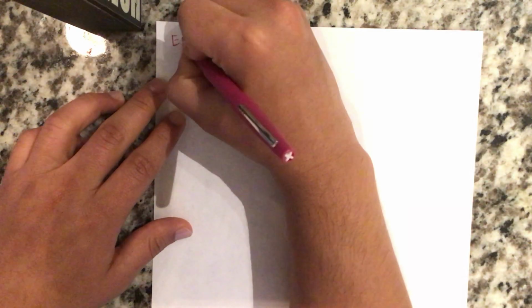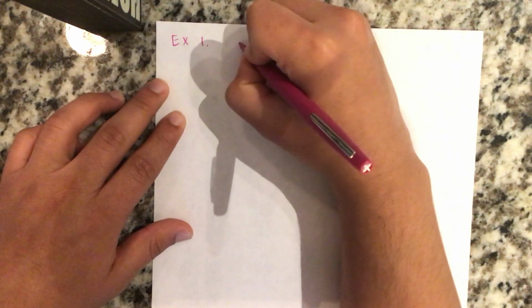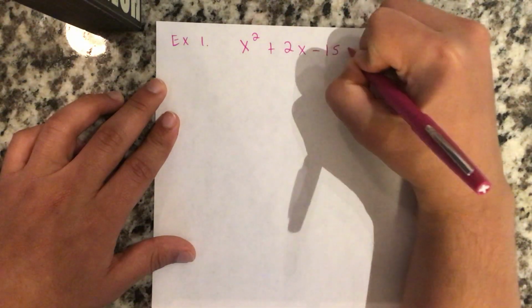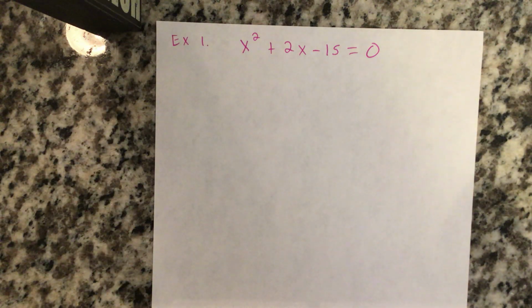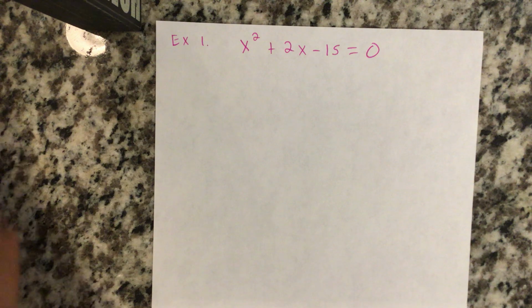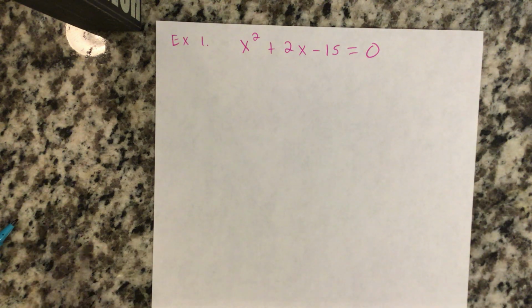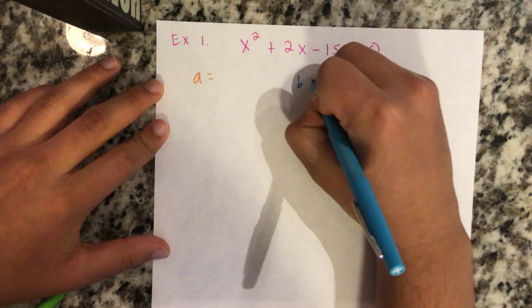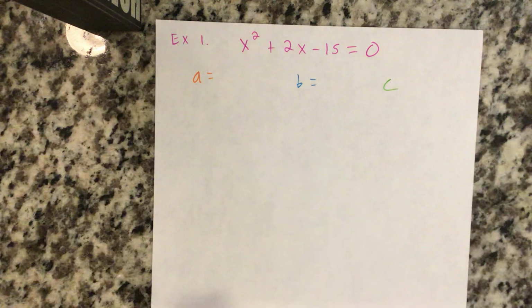So example 1 is going to be x squared plus 2x minus 15 equals 0, okay? Now I want to find the discriminant of that, and I want to know what that means, okay? What does my discriminant tell me, okay? So first things first, I need to label my A, B, and C, okay? Just like we've been doing when we had to factor and do all the other stuff, okay? So I want to know my A, my B, and my C, okay?